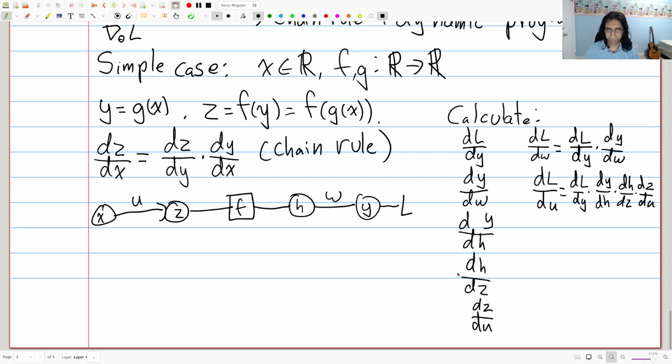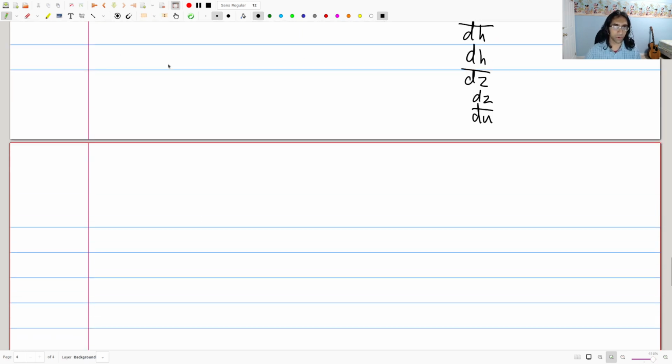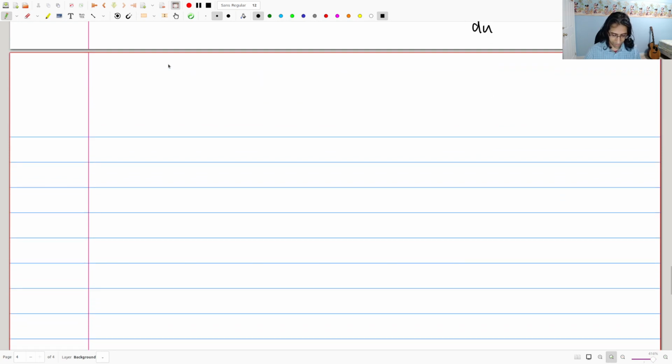The only reason we calculated something like dh dz is not because we care about this derivative in and of itself, but because we needed it to calculate the derivative with respect to u. So yeah, that's the basic idea behind backpropagation. Of course, this is a very simple example. Let me make one more point.